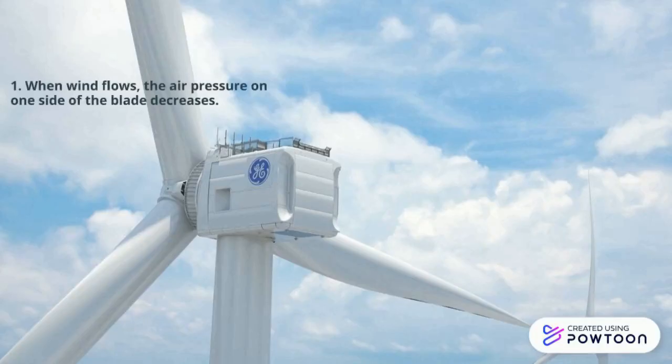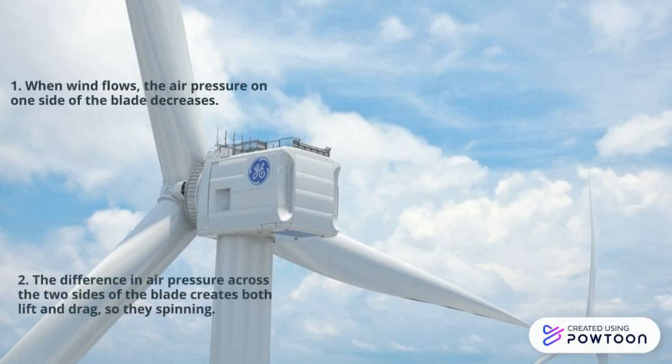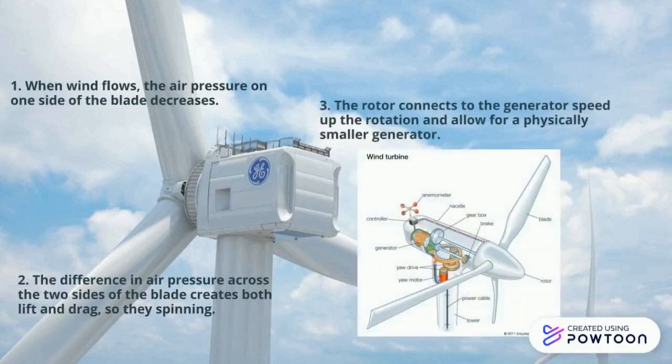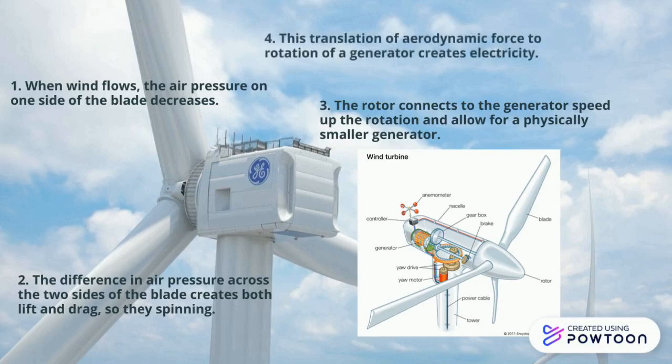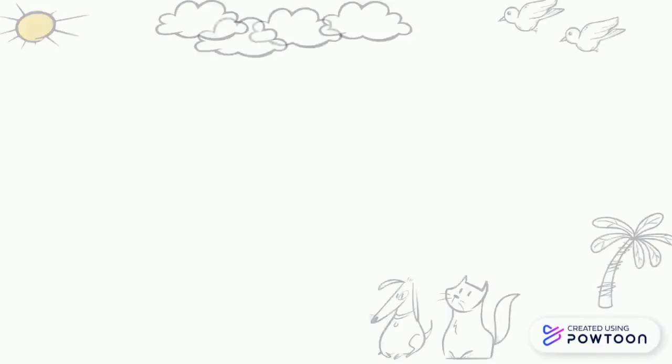When wind flows, the air pressure on one side of the blade decreases. The difference in air pressure across the two sides of the blade creates both lift and drag, so they spin. The rotor connects to the generator to speed up the rotation and allow for a physically smaller generator. This translation of aerodynamic force to rotation of a generator creates electricity.